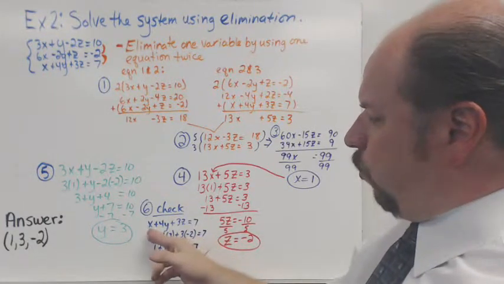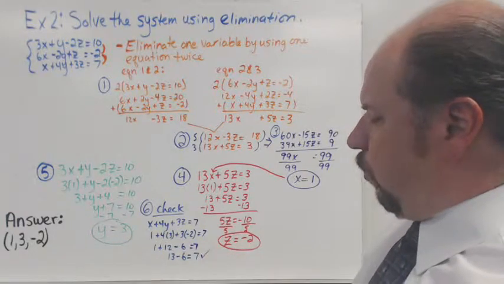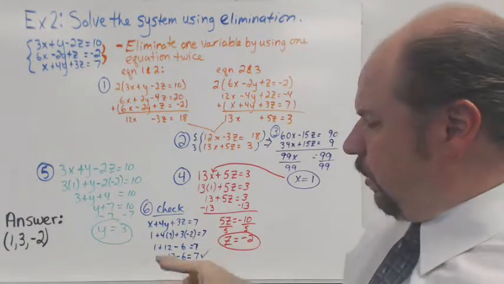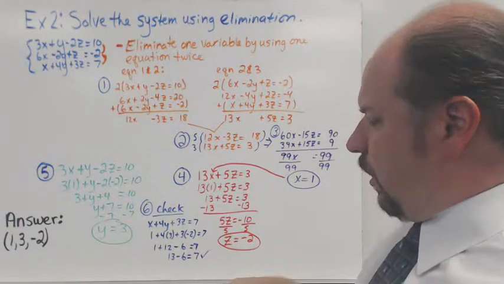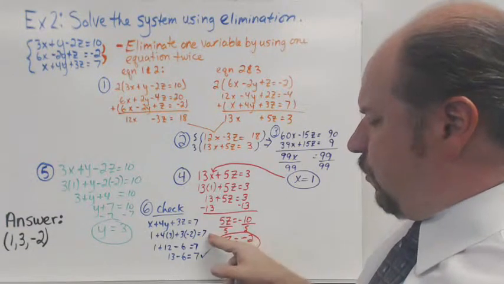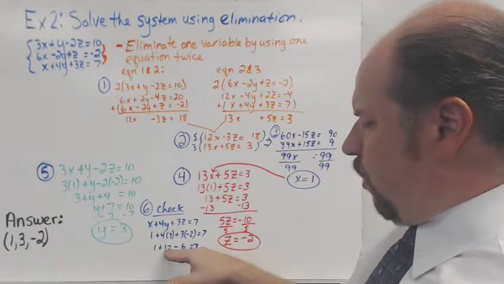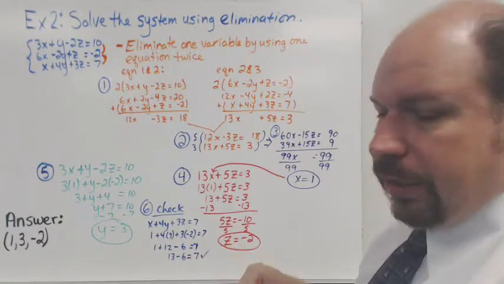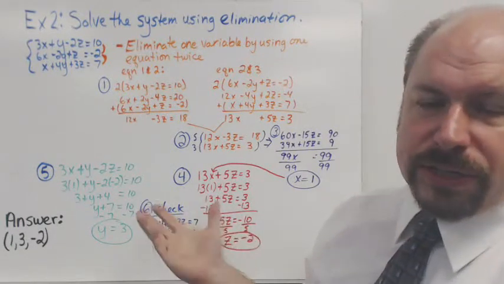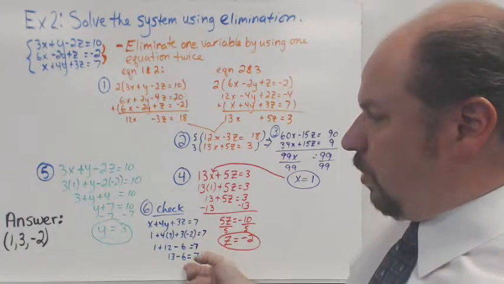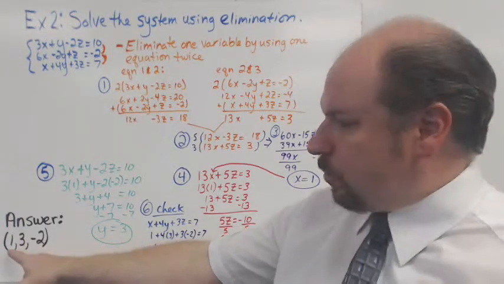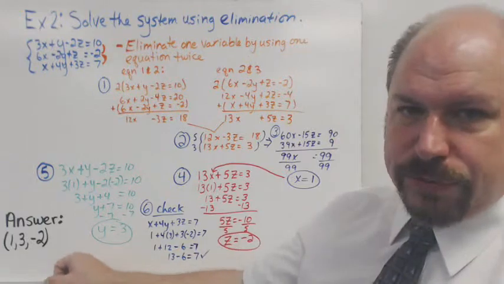Okay, so if we put in 1 for x and 3 for y and negative 2 for z, we get 1 plus 4 times 3 plus 3 times negative 2. And is that equal to 7? Well, 1 plus 12 is 13, minus 6. 13 minus 6 is 7. So it does check out. So our answer is the point 1, 3, negative 2.